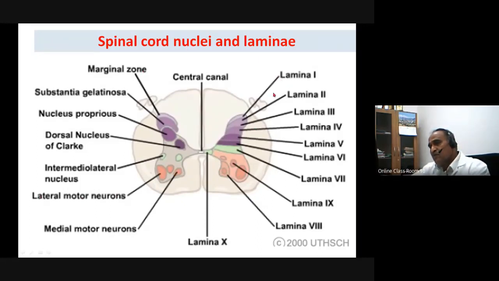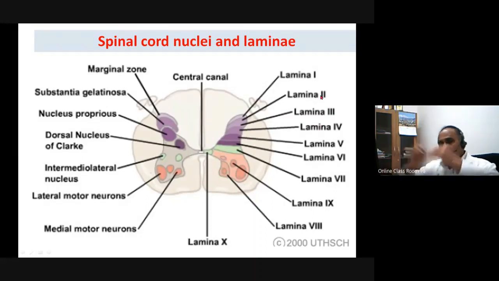Some groups of workers tried to see the arrangement of various neurons in a Rexed or laminar pattern. They divided the entire spinal cord into 10 laminae. So you can see number 1 to number 10. This is lamina 1, somewhere here. Then lamina 2 corresponds to the substantia gelatinosa cells. Then we have 3 and 4. You have 5 here.